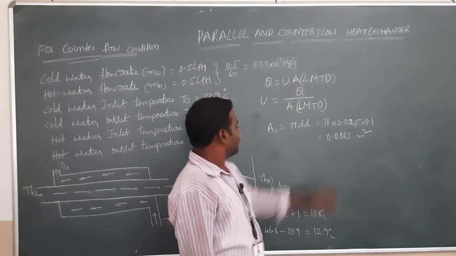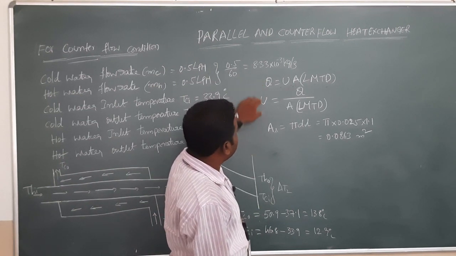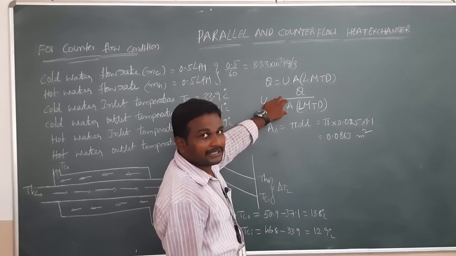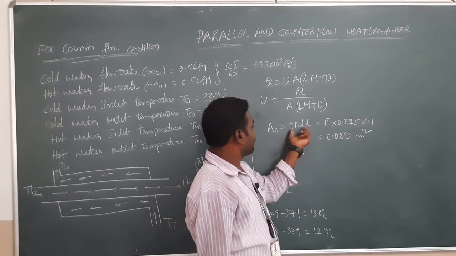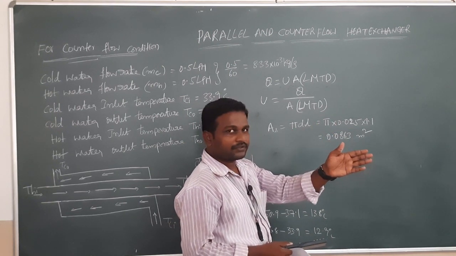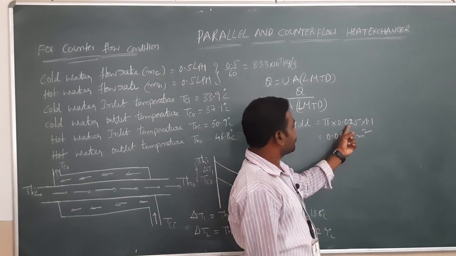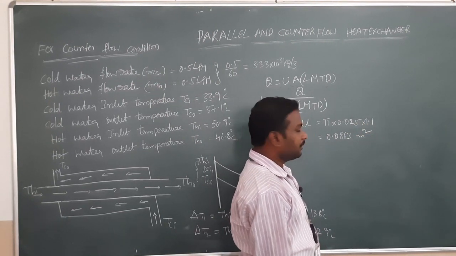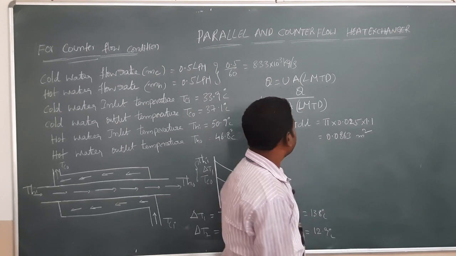The LMTD value is calculated using the temperature profile. First of all, before going to the Q value, calculate the area value. Here we need to find out the surface area. The formula for surface area is pi d l. Here heat is transferring along the copper pipe surface only. That's why I substituted the diameter of the copper pipe, that is 0.025 meters, and 1.1 meter is the length of the heat exchanger. So the area is 0.0863 meter square.